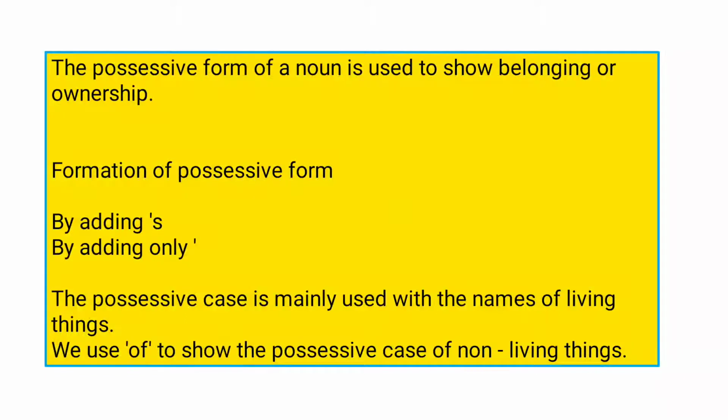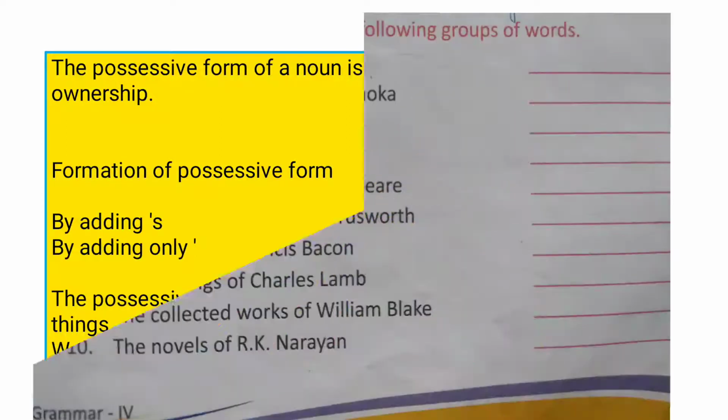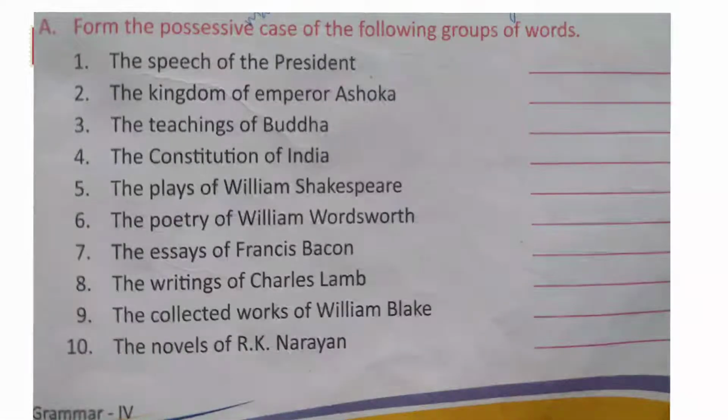Now in this class, we are going to start exercises. So everyone, open page number 43. Mention today's date on page number 43. Exercise A. Form the possessive case of the following group of words. In this exercise, you can see 10 sentences are given here. You have to form the possessive case of these groups of words.